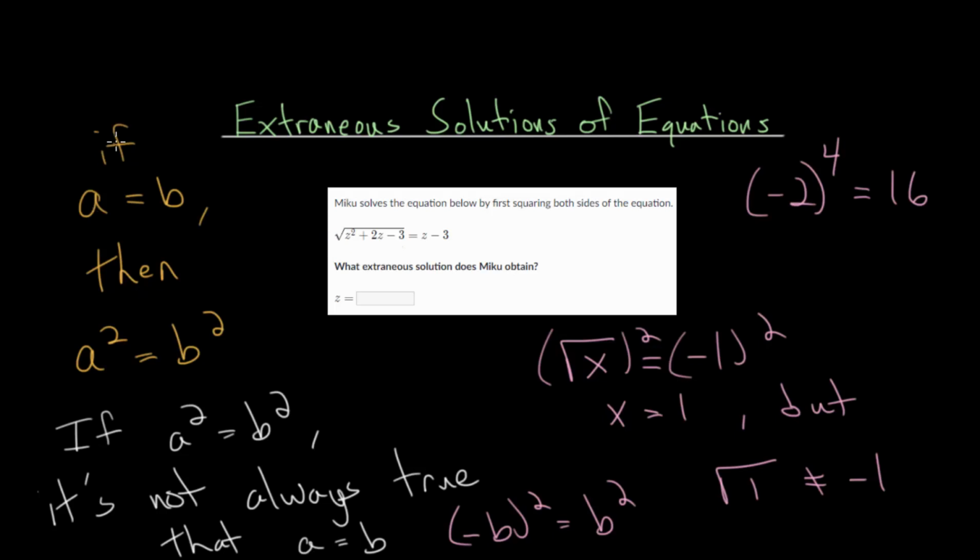Though keep in mind that if you have a equals b and you cube both sides or raise them to the fifth power or any odd power, then that is a reversible operation. You can start with a cubed equals b cubed, and it definitely is true that a would have to be equal to b, since raising a negative number to an odd power will give you a negative answer. But we'll come back to that in a later example. So let's, at this point, start going through the different example problems.